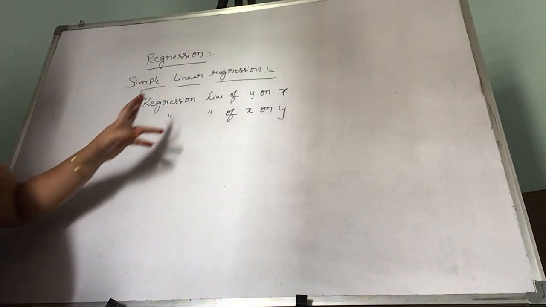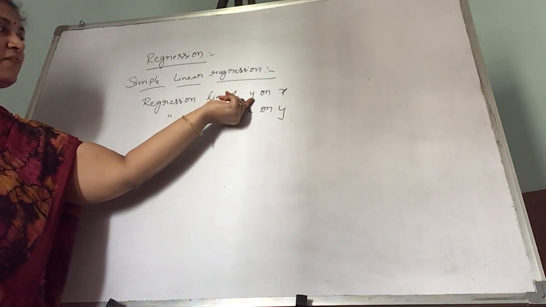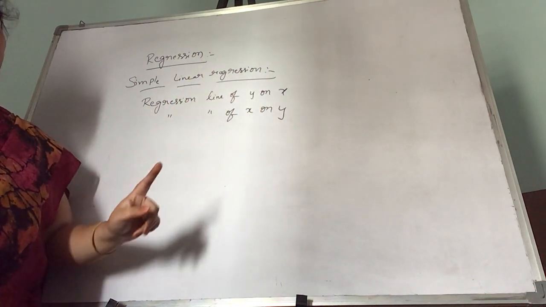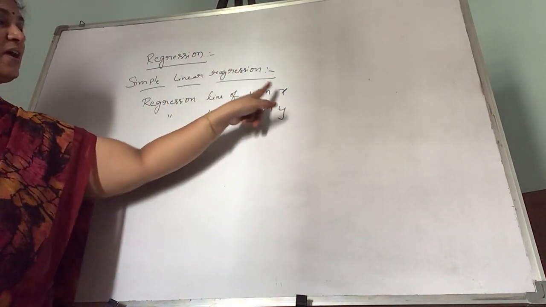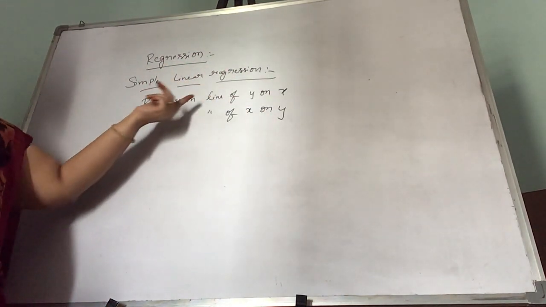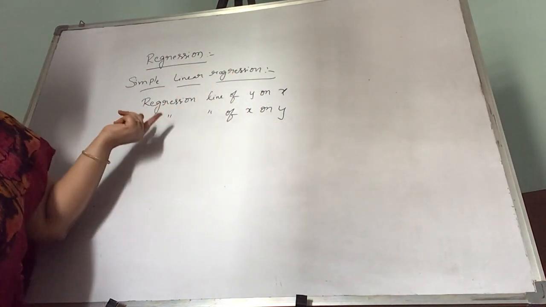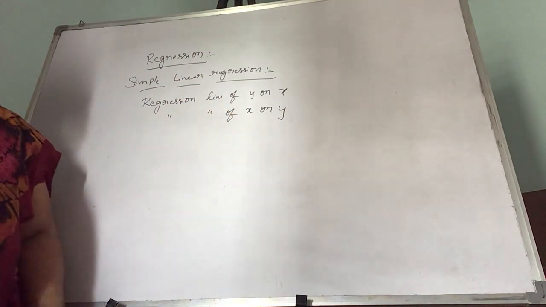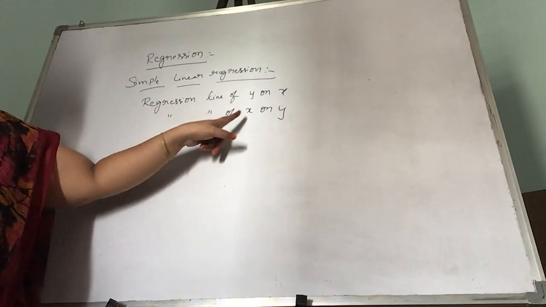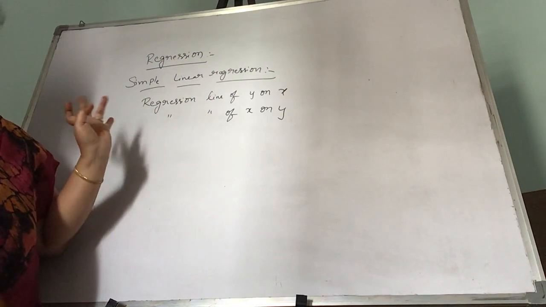Where are these two regression lines used? The regression line of y on x means the y variable depends on x. That means here x is independent and y is dependent. If y depends on x, then we form the regression line of y on x. If x is dependent on y, then we form the regression line of x on y. There are two regression lines. How do we get them?